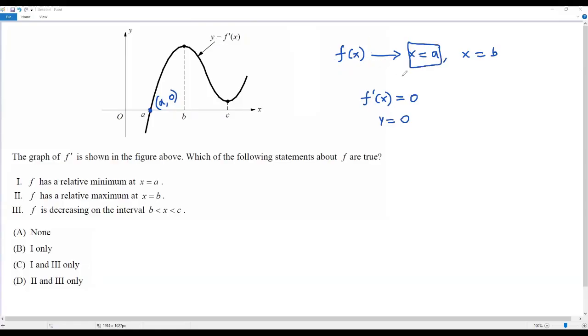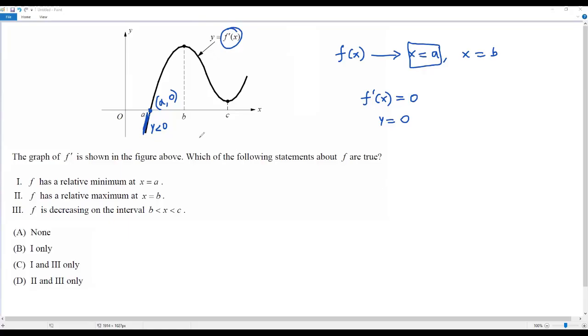Now we have to decide whether the relative extrema at x equals a for the function f of x is a relative minimum or a relative maximum, because it has been specified here. For that, we can consider the graph of the function f prime of x at x equals a. Now let's consider the graph of f prime of x on the left side of a. On the left side of a, it's below the x-axis. Here the value of y is less than 0, that is negative.